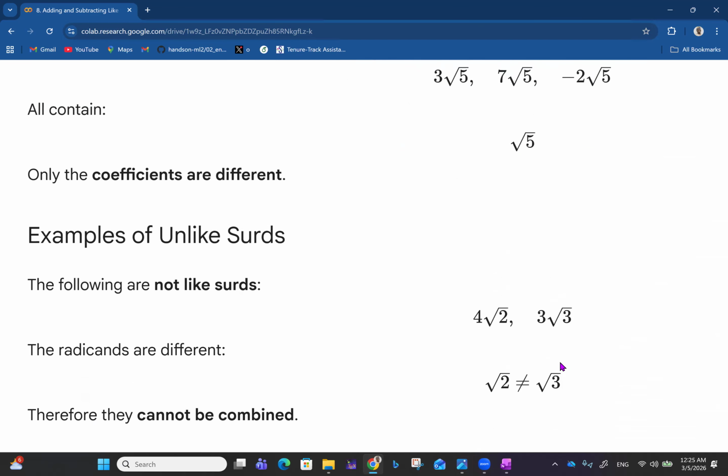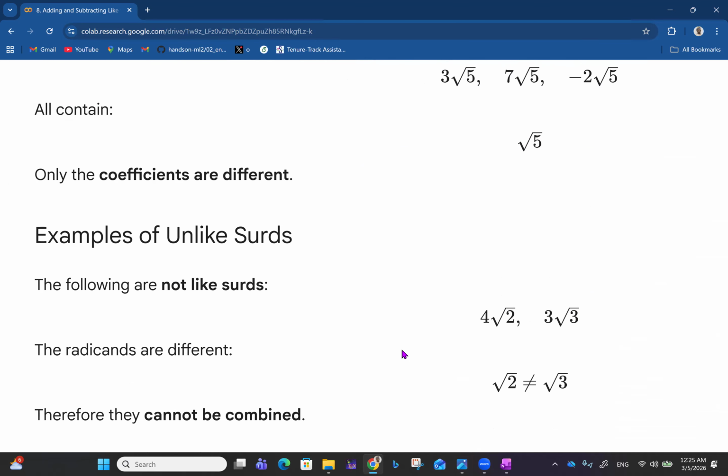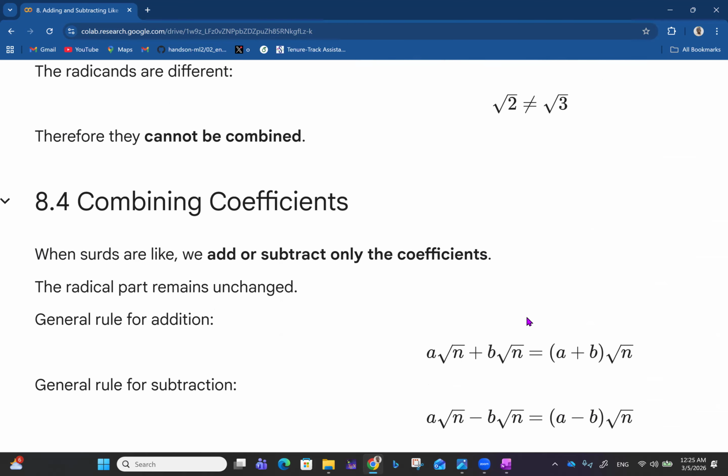So then for unlike surds, the following are not like surds: 4 root 2 and 3 root 3, because the radical part here is root 2, the radical part here is root 3. So the radicands are different since root 2 is not equal to root 3. Therefore, they cannot be combined. So you can't add or subtract these two surds.